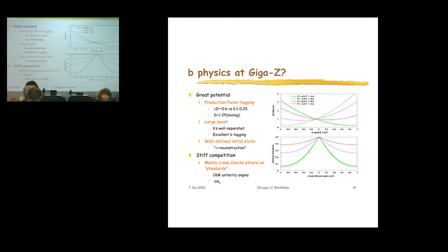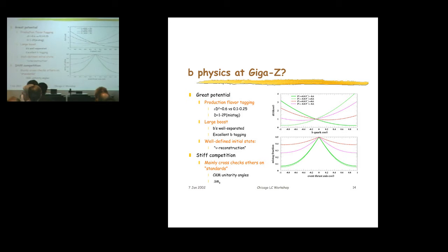Now, certainly LEP and SLD have both made a lot of contributions to B physics, so it's worthwhile just looking at what the B physics contributions from GigaZ could be. Certainly there's great potential, particularly with the production flavor tagging that just comes from the forward-backward asymmetry of the B quark production with the polarized beams.